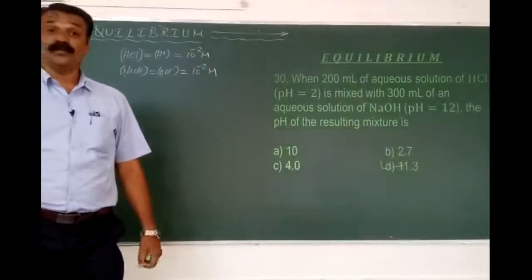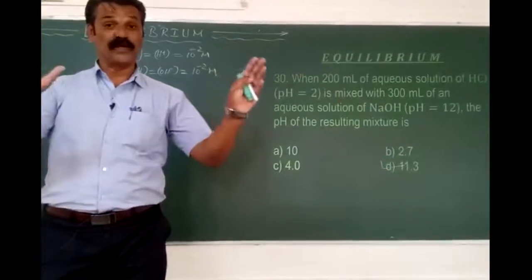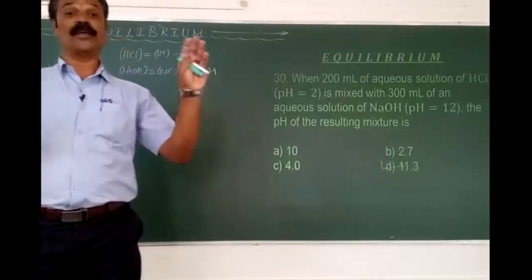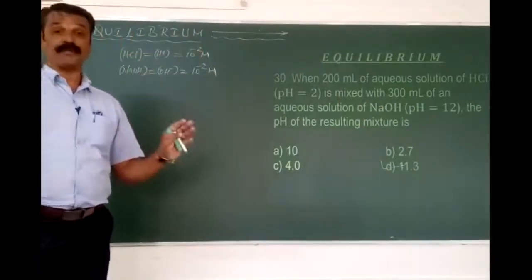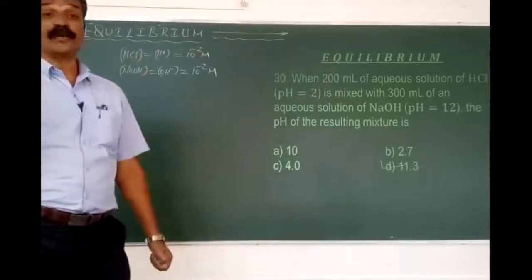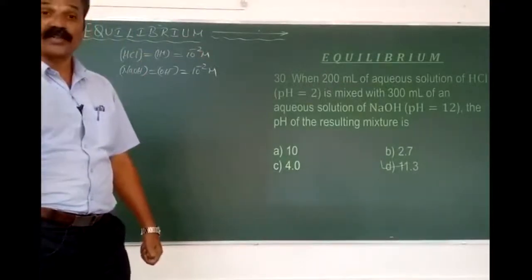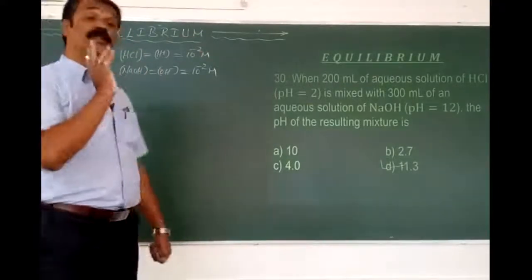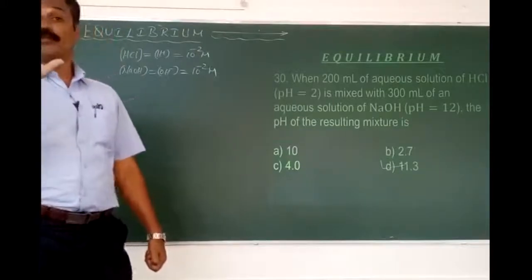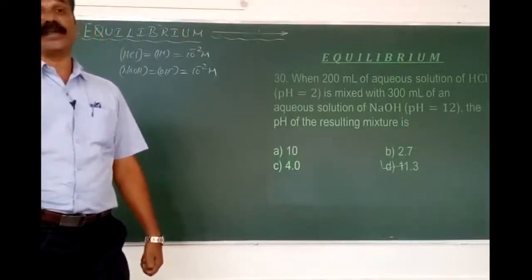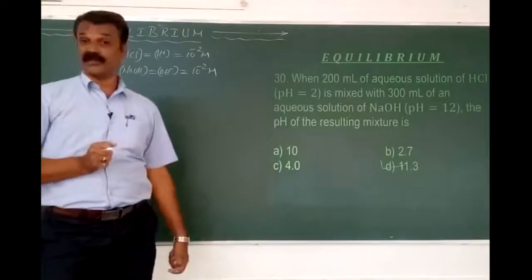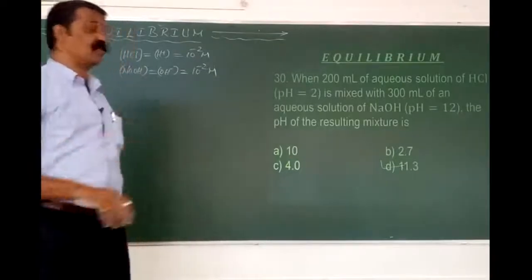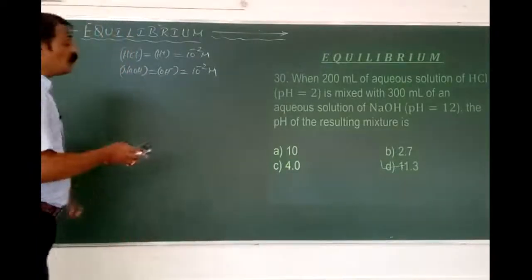Without solving, how? First we calculated the concentrations of both the HCl and the NaOH. Their concentrations are found to be the same. But their volumes are 200 for HCl and 300 for NaOH. Therefore NaOH is in excess. If NaOH is in excess, it is basic, and the pH is found to be 11.3. So how to get this?